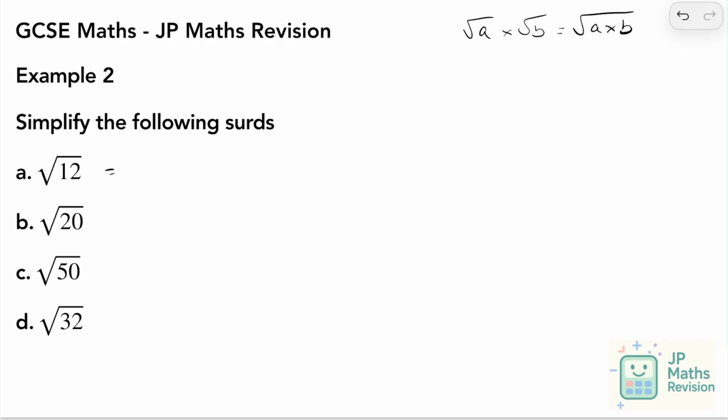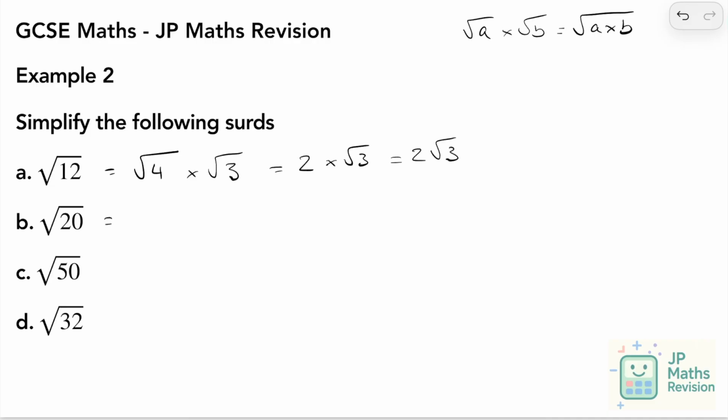I know that 4 goes into 12, so I'm going to write this as the square root of 4 times the square root of 3. The reason why I chose 4 is because I know 4 is the biggest square number that goes into 12. If I take the square root of 4, I get 2, so it's 2 times root 3, which is the same as 2 root 3.